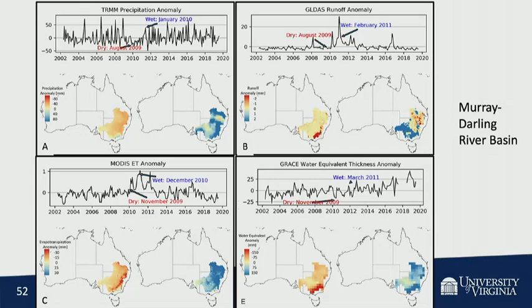Dry and wet. This one is even better. The dry and the wet months are a few months apart: August 2009 and January 2010. You can see dry anomaly, wet anomaly of rainfall. Same thing for runoff, ET, water equivalent thickness.